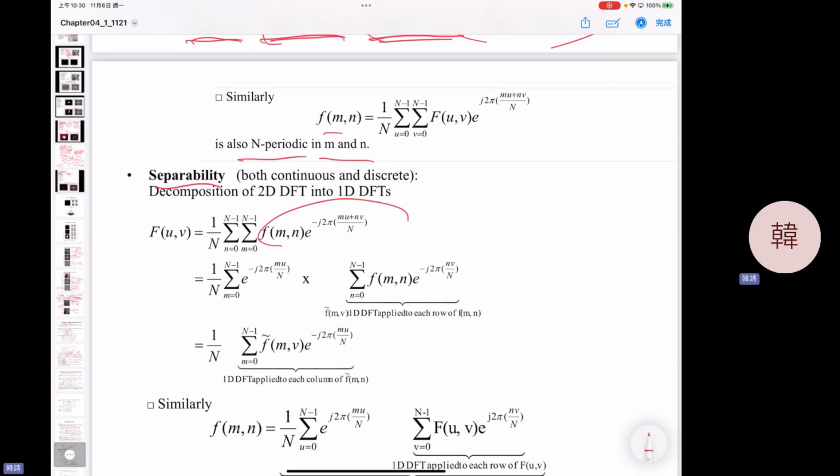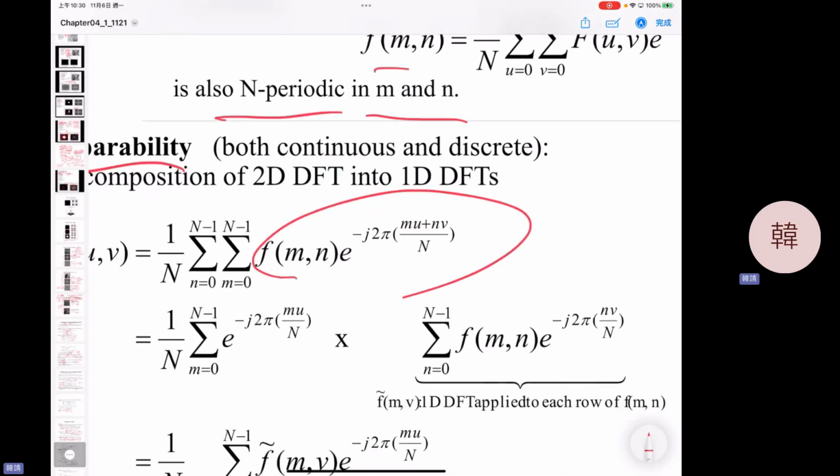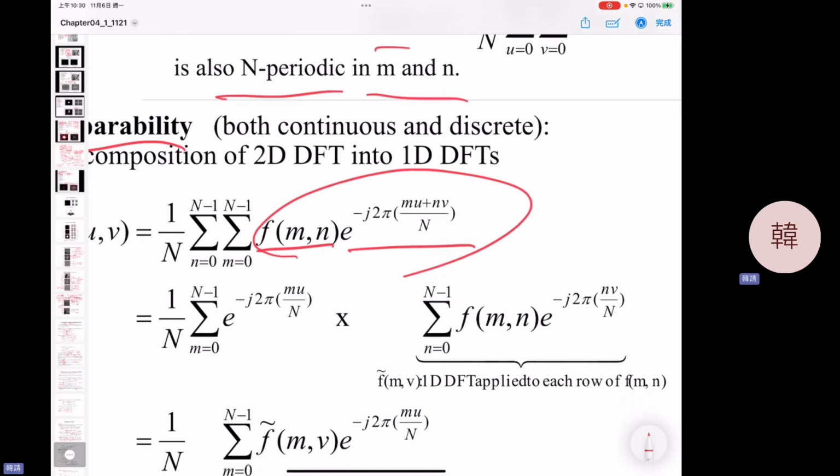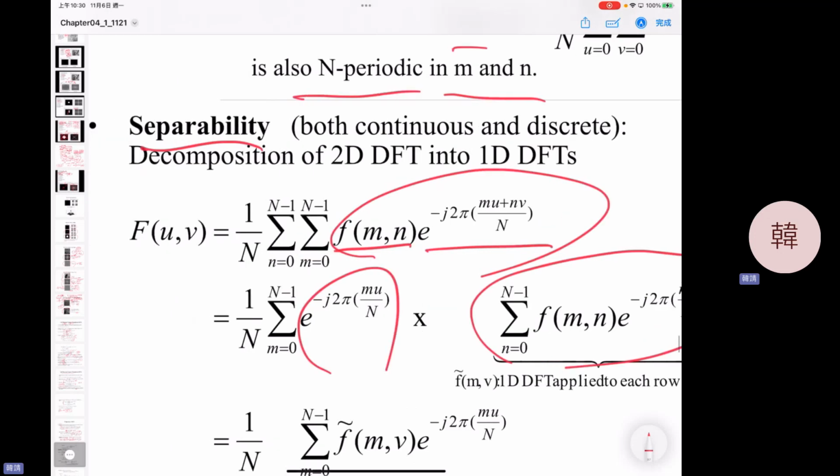Okay, you can see that our definition is like this one: f(m,n) times the kernel, exponential of 2 pi and so on, for the horizontal direction and the vertical direction. However, we can apply it in each row first. For a 2-dimensional image, you can do the Fourier transform in the horizontal direction first, only in one direction, and after that do it in the vertical direction. So you can do it separately. Okay, we call it the separability property of the Fourier transform.